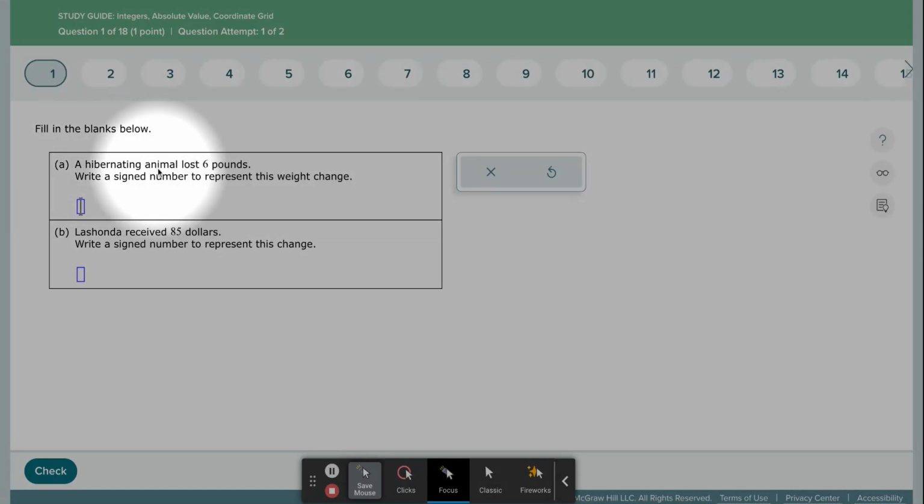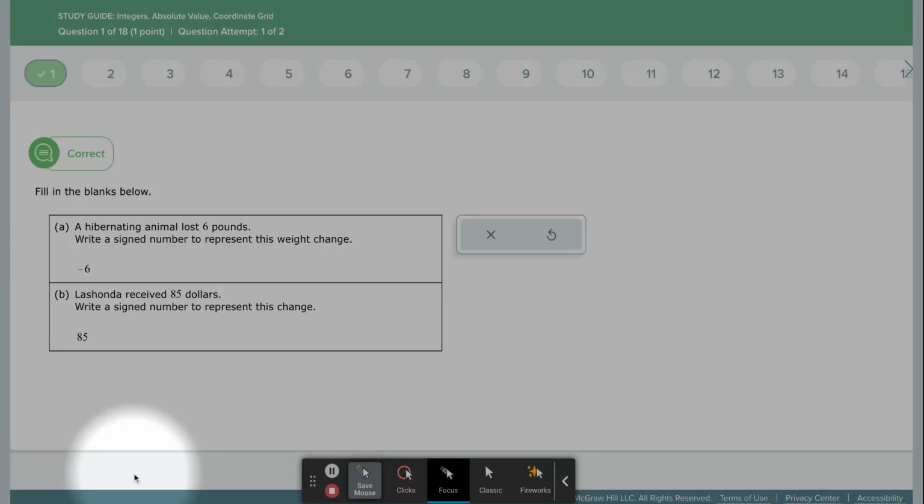A hibernating animal lost 6 pounds. So if you lose weight, what number would represent that weight change? A signed number, meaning positive or negative. So when you lose weight or lose money, it's a negative. Okay. LaShonda received $85. If I give you $85, is that a negative or a positive amount? It's going to be positive. And you don't actually have to write the positive sign, right? We just normally use a regular number.